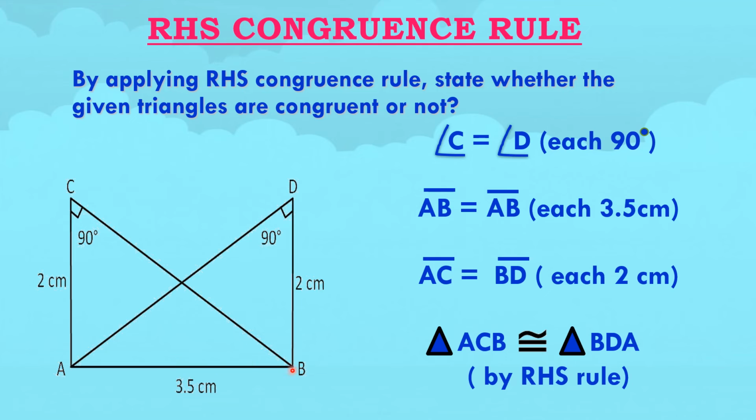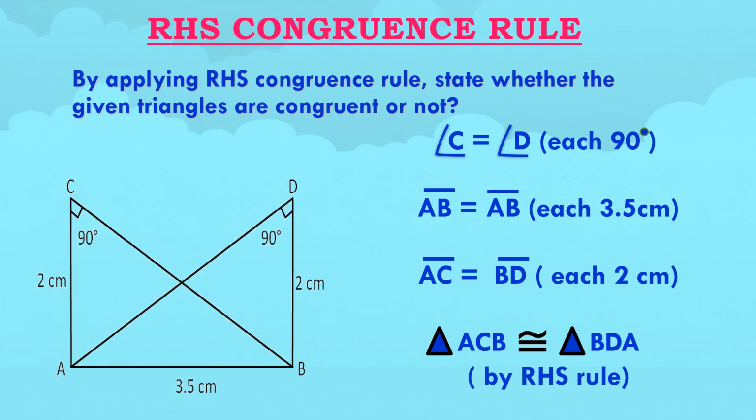AB is equal to AB, common. Okay, it is a common side and it is also each 3.5 centimeter. So you can write either of the reasons, either each 3.5 centimeter or common. Alright, second is hypotenuse, and opposite of 90 degree is this side only, AB. Okay, the third one is AC is equal to BD, each 2 centimeter. So yes, we can say that the two triangles are congruent by RHS rule.